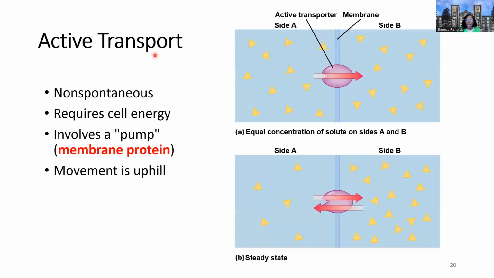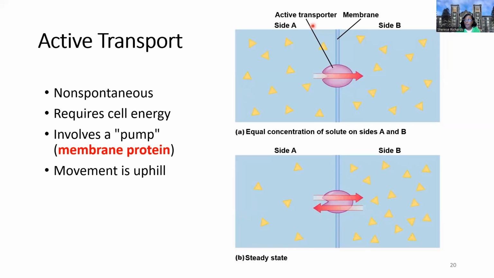So let's start by recalling the difference between passive transport and active transport. So active transport is non-spontaneous. It requires energy input. And in the instance of transport across a cell, it's going to require a pump, which is what we refer to as a membrane protein that is actively moving substances from one side to the other. We also describe active transport as being uphill, right? If we're going from the bottom of the hill to the top, we're going to have to insert energy in order for that movement to occur.